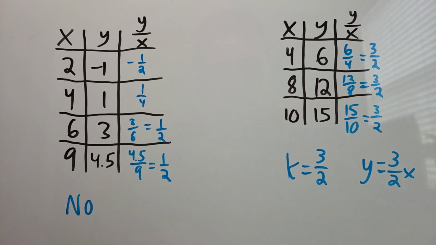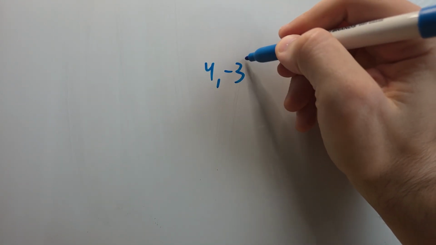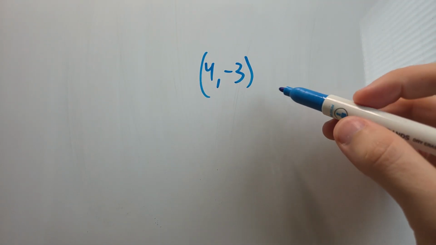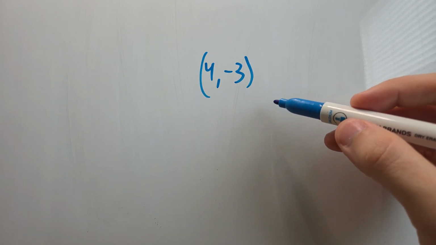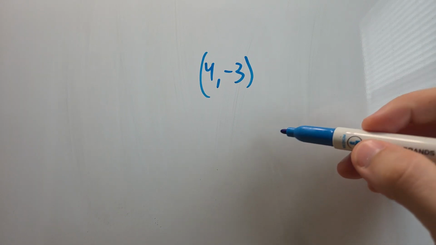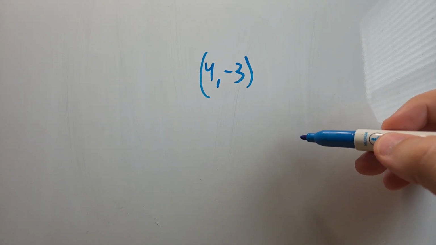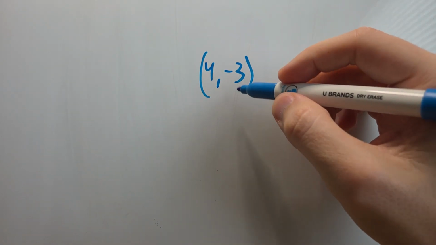And there's one more thing I want to show you for this video. And that is this. We can write an equation for a direct variation using a given point. Let's use the point 4, -3. We must first find the constant of variation using a point other than the origin that lies on the graph of the equation. And then what we'll do is we'll use the value of k to write an equation.